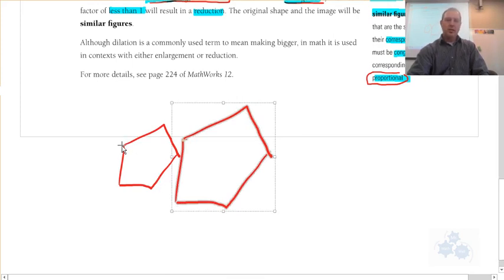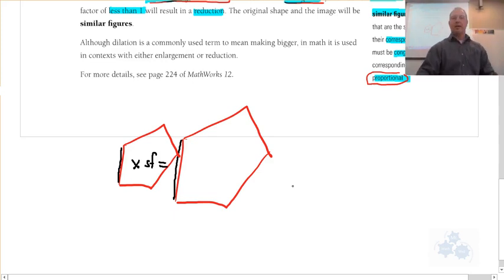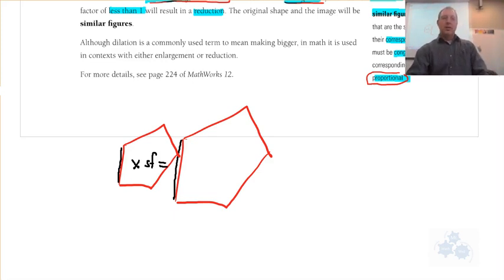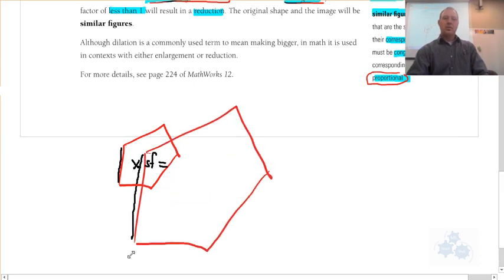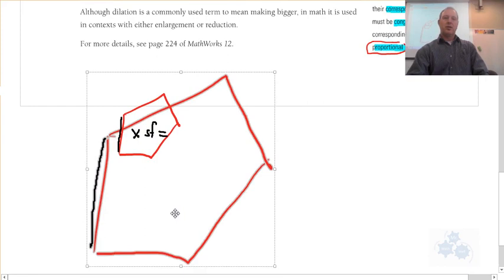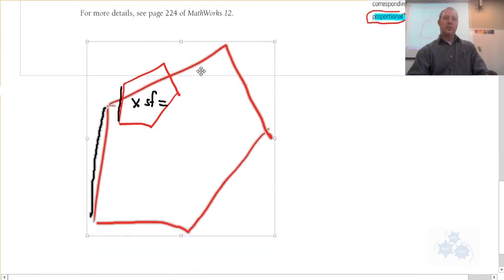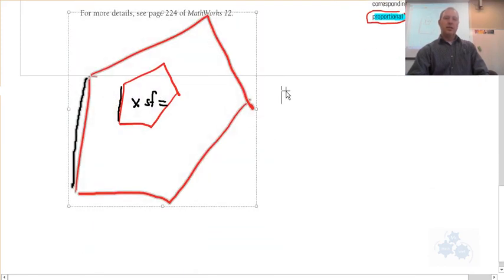So if I was to measure this side right here, the corresponding side would be this one. So this times the scale factor would be equal to this new length here. So the original times the scale factor. Does that make sense? You guys okay with that? So if I took this shape and made it really big, then the scale factor could be 3 or 4 times as big, right? So let's take a look at that.